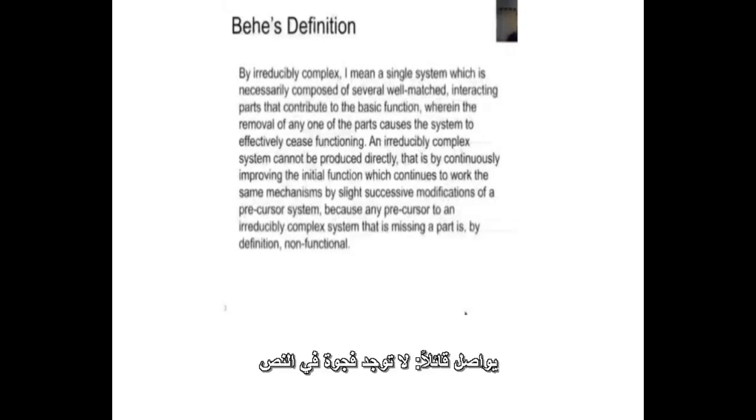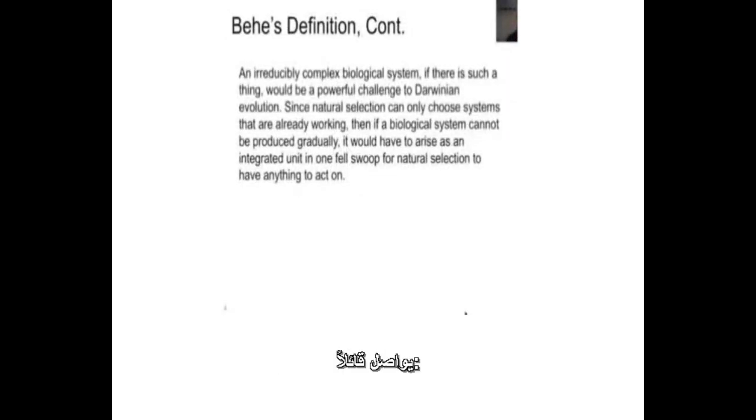He goes on. There's no gap in the text between these two parts. I just can't fit them all in one slide. He goes on: an irreducibly complex biological system, if there is such a thing, would be a powerful challenge to Darwinian evolution. Since natural selection can only choose systems that are already working, then if a biological system cannot be produced gradually, it would have to arise as an integrated unit in one fell swoop for natural selection to have anything to act on.